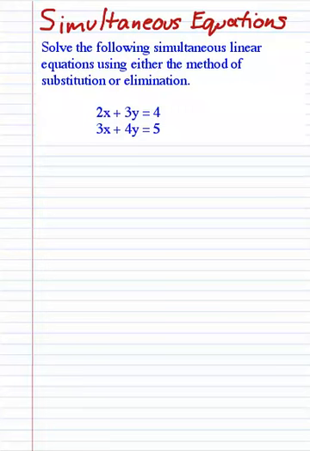Solve the following simultaneous linear equations using either the method of substitution or elimination. Okay, 2x plus 3y equals 4, 3x plus 4y equals 5. Well, we're going to do both methods.